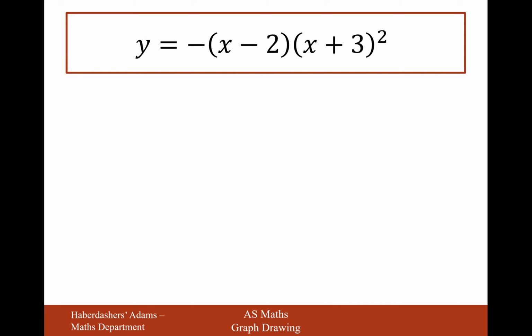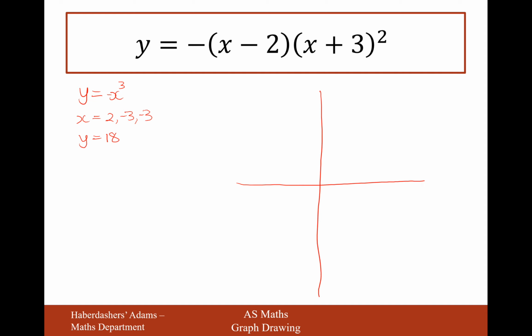Okay, moving on to the next one. So this is going to have a rough shape of y equals minus x times x times x. Back to cubic on this one, so minus x cubed. The x-axis intercepts are going to be 2, minus 3, and minus 3. The y-axis intercept is going to be minus times minus 2 times 3 times 3. That would be 18.